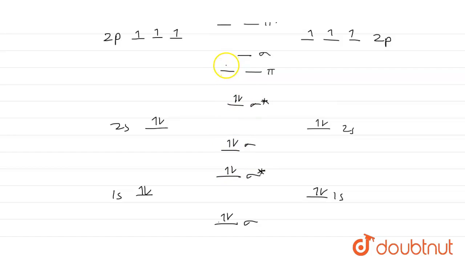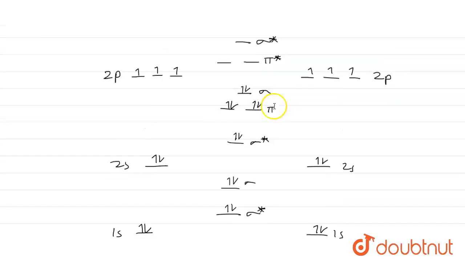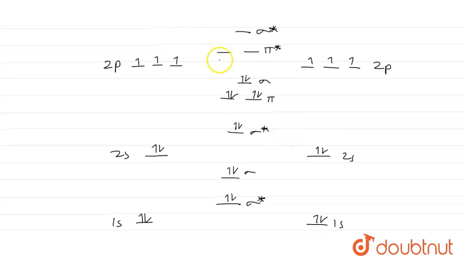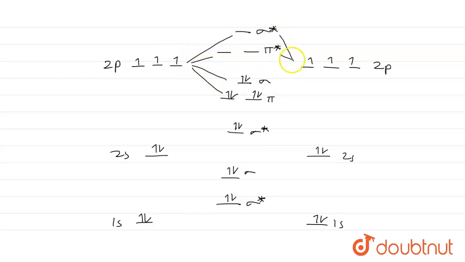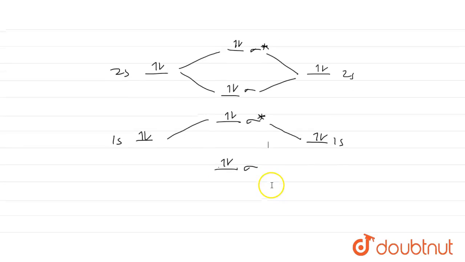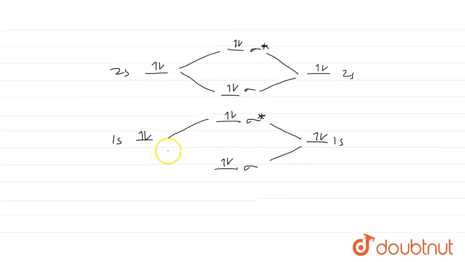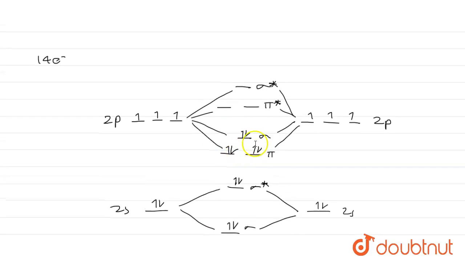1, 2, 3, 4, 5, 6, 7, 8, and then 9, 10, 11, 12, 13, 14. This is the molecular orbital diagram showing all 14 electrons. So from this we can conclude that these orbitals are filled, so there is no unpaired electron. So that's why 14 electron species show diamagnetism.